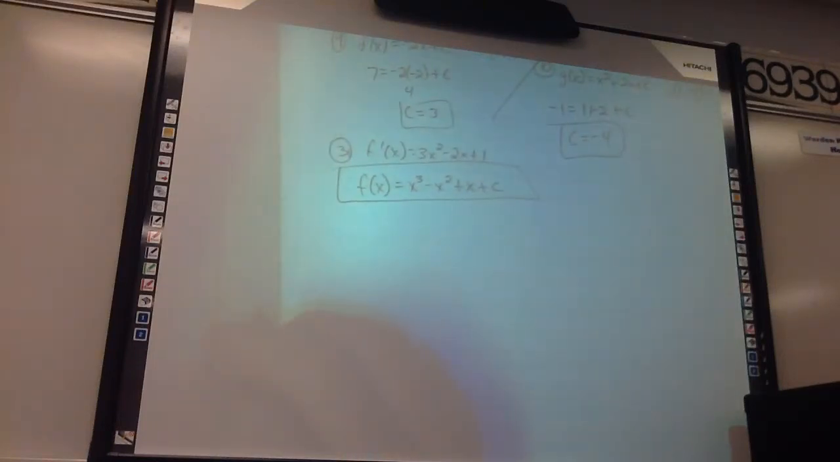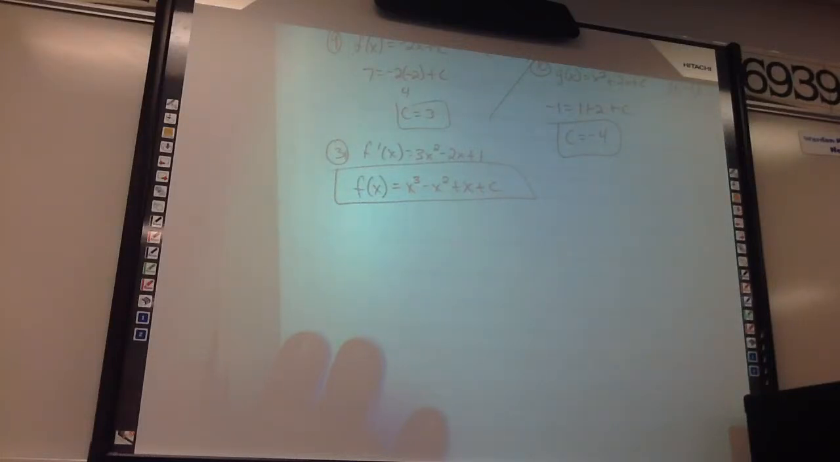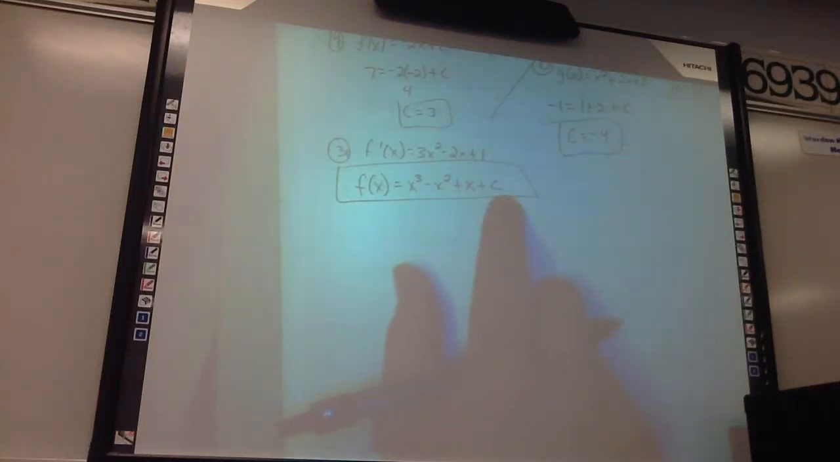Yes, you have to have the plus C. Always a plus C when you go backwards, because there could be a constant and we wouldn't know. Like there could be a plus something, and then when you do the derivative, it just goes away.